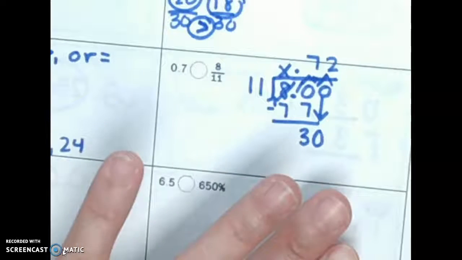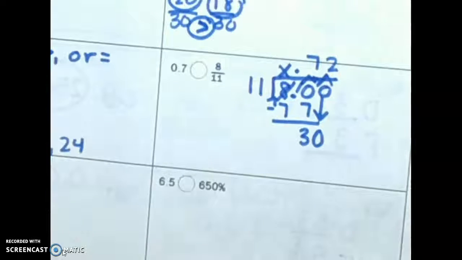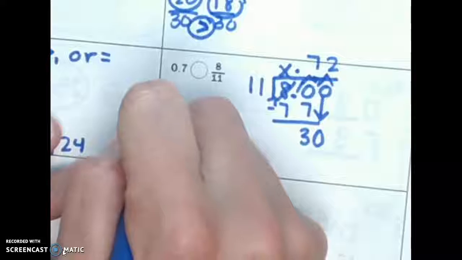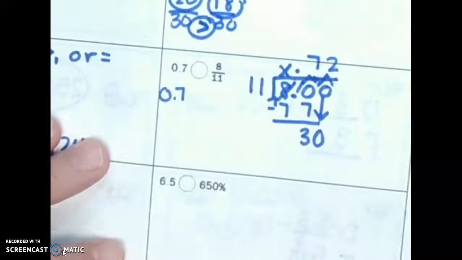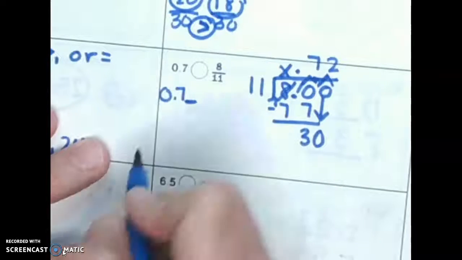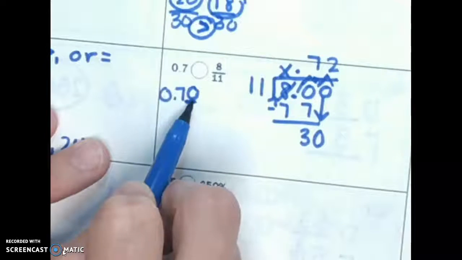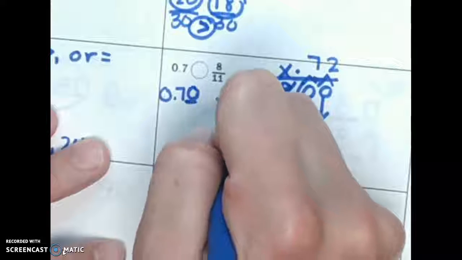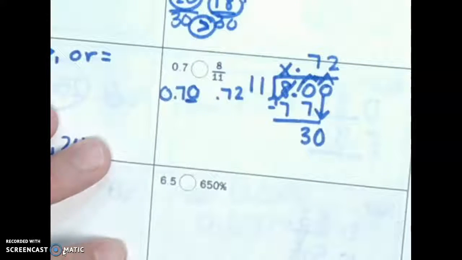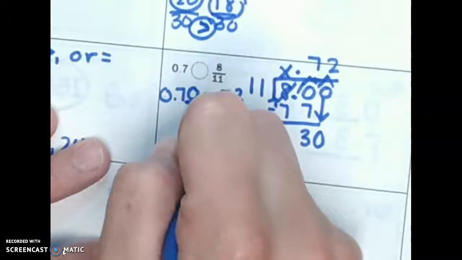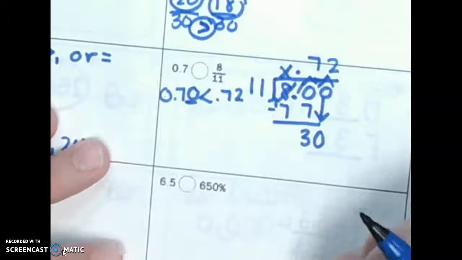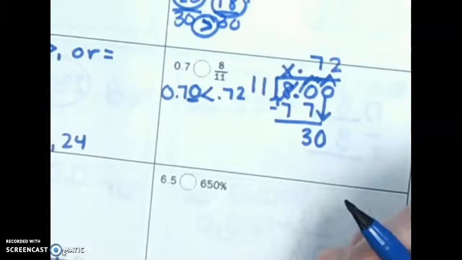And now, I know we're not done with this division problem, but it's giving us enough of what we need so we can be done. Over here, this is 0.7. If I was going to put something right there, it would be a 0. So 0.70, and then our other one we changed to 0.72. So 0.70 is less than 0.72. So you should have a less than on that one.